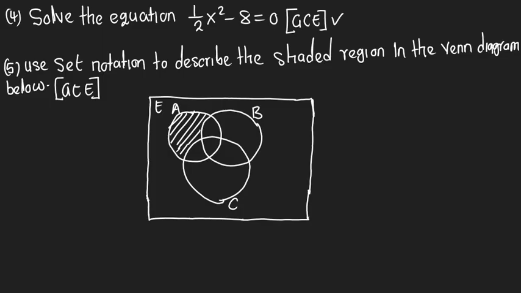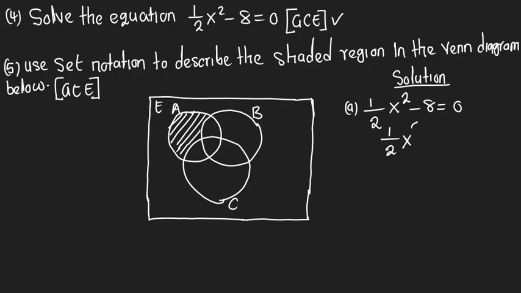Very, very simple. Look at this. You have 1 over 2, then x to the power 2 minus 8. Then they say this is equal to 0. The first thing that you do, take the constant to the other side so that you can have 1 over 2 x to the power 2 is equal to, what are we going to have? Positive 8.